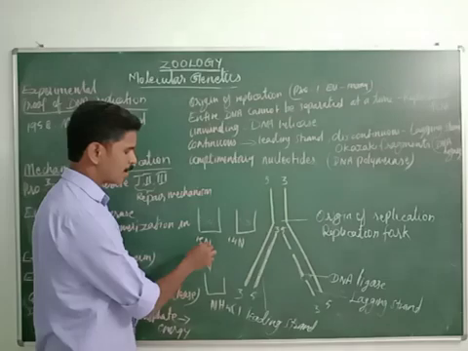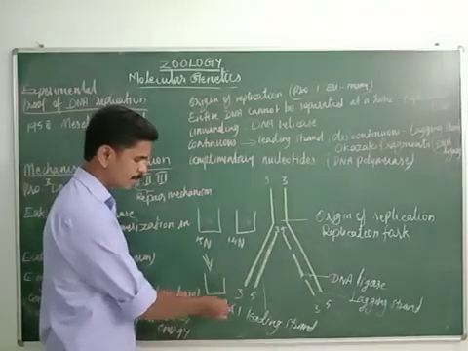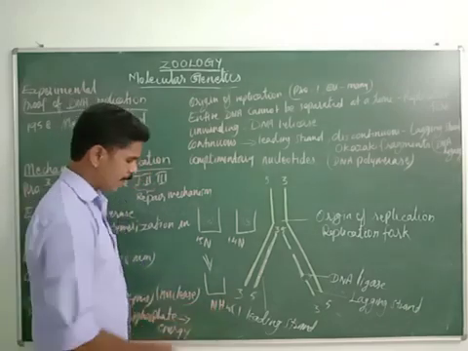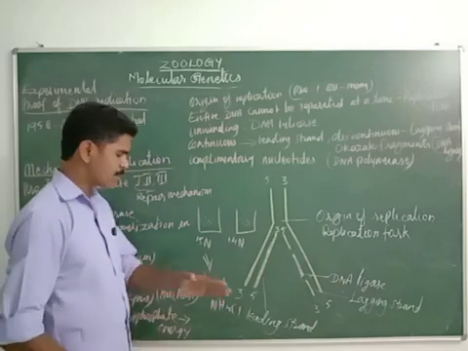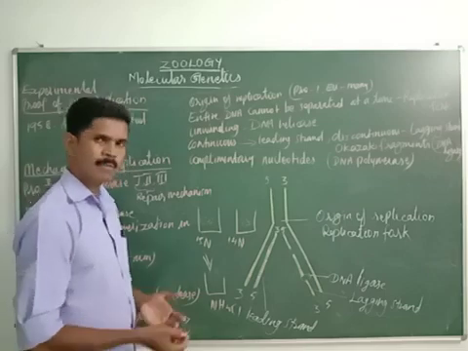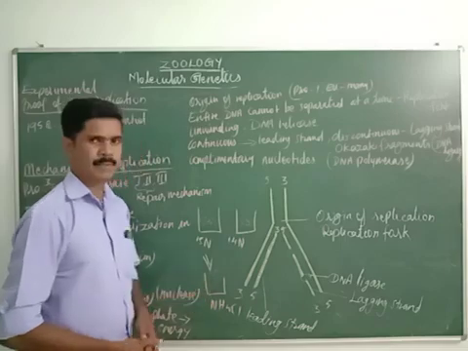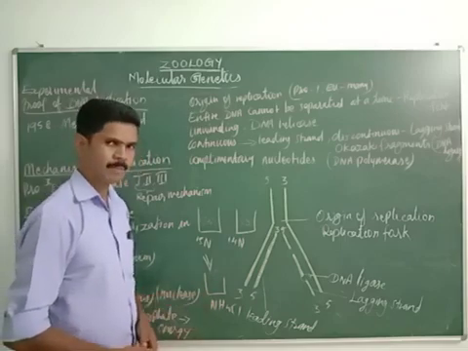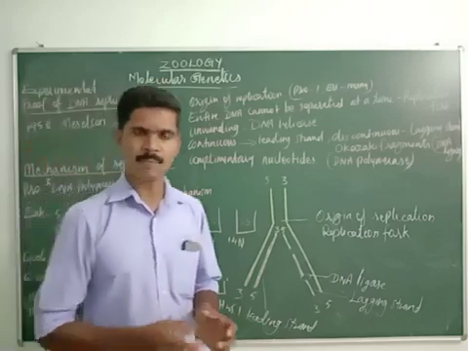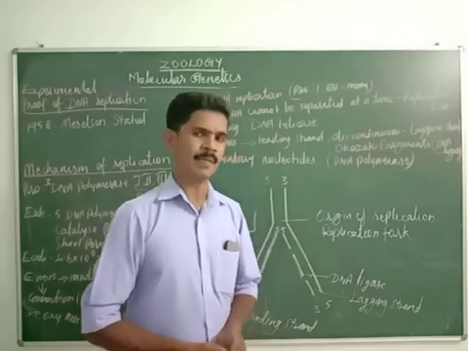Now this N15 heavy isotope culture, or the DNA, is transferred into another culture medium which contains ammonium chloride. Listen very carefully. After 20 minutes, the first replication process is over inside this culture medium. So after 20 minutes, they took a small amount of sample from this culture medium, and they observed it using the same techniques.